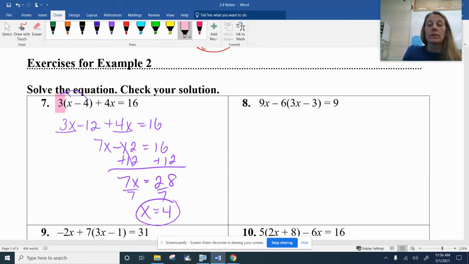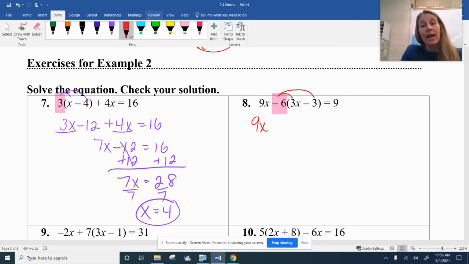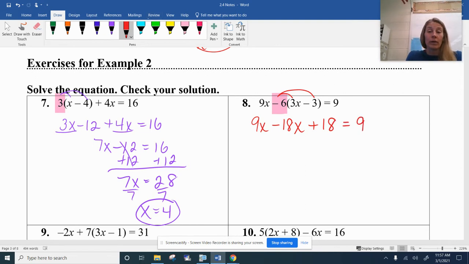Okay, number 8. Now this time's a little different. You'll see that there's a 6 in front of the parentheses that we're going to be distributing, but in front of that 6 is a subtraction sign. So we're actually going to be distributing a negative 6 here, and it's very easy to miss that negative for people. So negative 6 times positive 3 will give me negative 18x, and negative 6 times negative 3 is going to give me a positive 18 there. So be very careful when there's a negative on the number you're distributing.